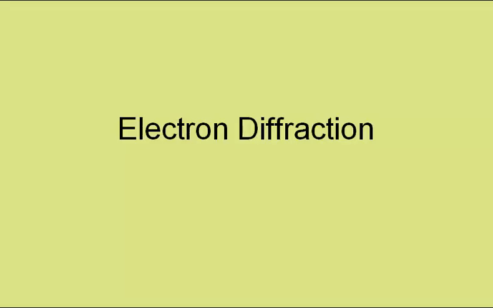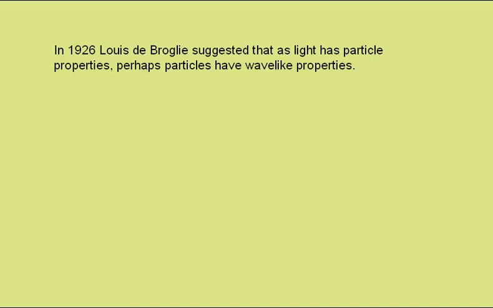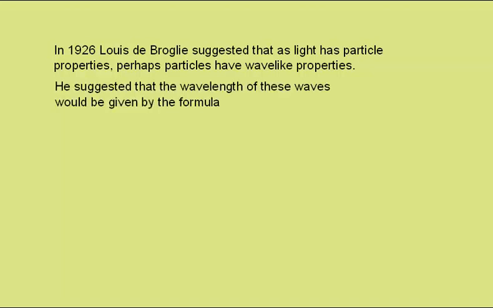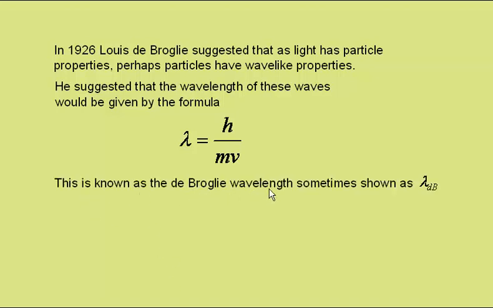Electron diffraction. In 1926, Louis de Broglie suggested that as light had been shown to have some particle properties, perhaps particles might have some wave-like properties. He suggested that the wavelength of these waves would be given by the formula lambda equals h over mv. This is known as the de Broglie wavelength and is sometimes shown as lambda dB.